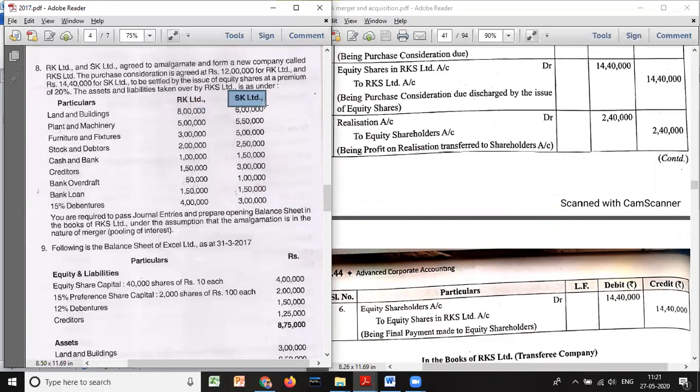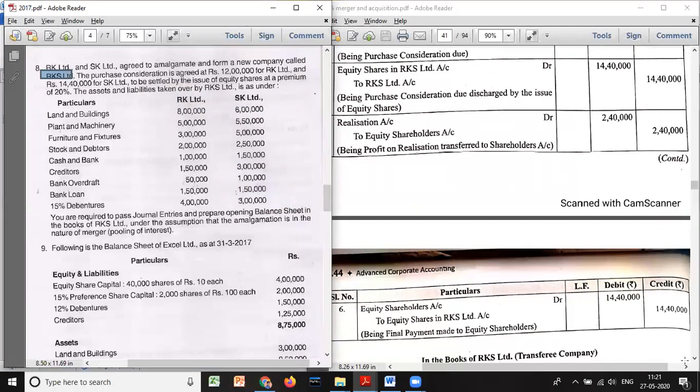Now, what we are supposed to do is pass the incorporation entries in the books of RKS. Please keep it in mind: the closing entries will be done in the vendor's name, whereas opening entries will always be done in the name of RKS, that is the purchasing company.